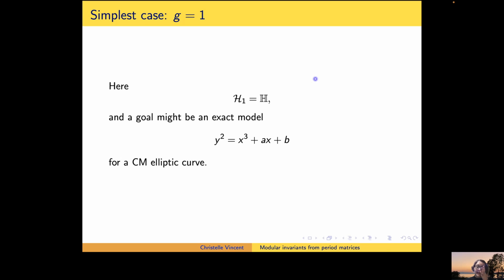The story in this setting would be starting with some number in the upper half space that corresponds to a CM elliptic curve. The CM theory allows us to just start with a number in the upper half space that we know will correspond to a CM elliptic curve. And from that, get a model for the elliptic curve, like some values for A and B, such that this is an equation for the elliptic curve.